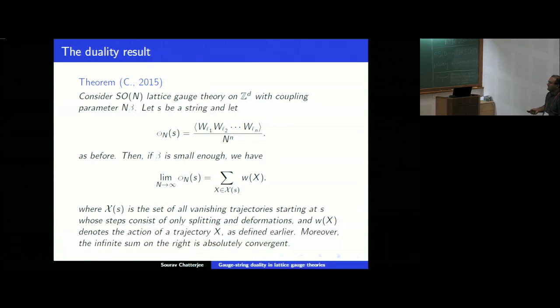And W of X is of this trajectory, which is the product of these weights along this. So this W of X can be positive or negative. But the sum, which I showed, is absolutely convergent. If beta is small enough, this sum is absolutely convergent, and it equals this limit. Okay. So that's the main result of this paper.